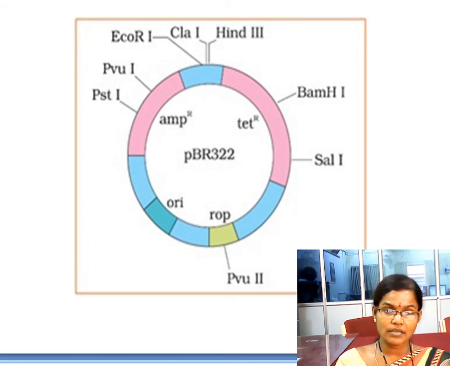Why do we apply a restriction enzyme? Because the DNA is a very long chain, so we cannot apply it in the gel directly, and we need to cut it first.